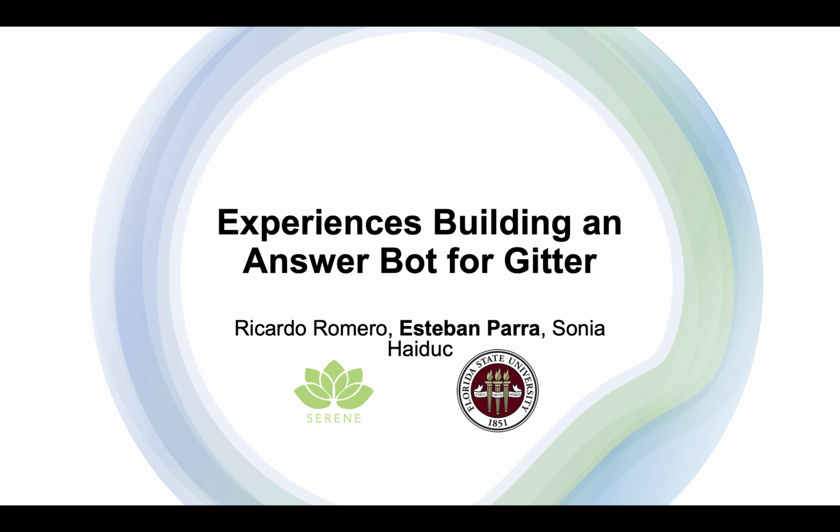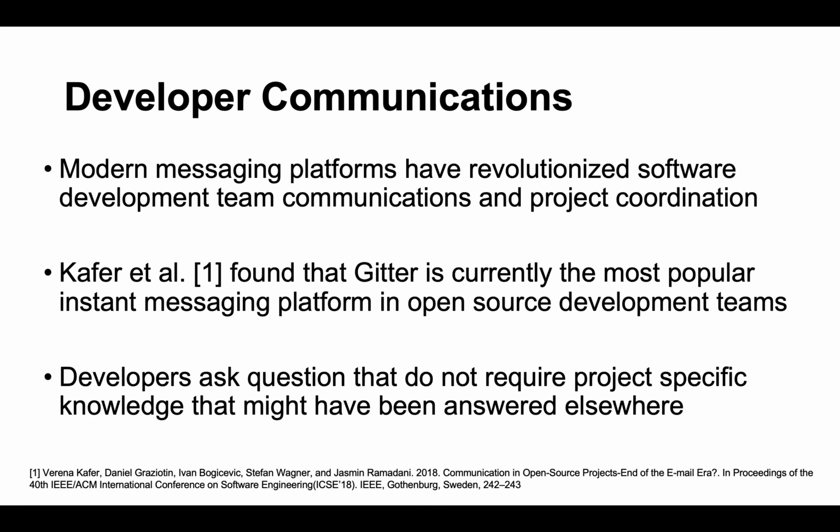Nowadays, developers have started using instant messaging platforms to communicate with each other, especially when dealing with distributed development teams. They use these platforms to communicate and coordinate their efforts during the development of the project. A recent study by Kaffer et al. found that Gitter is actually the most popular instant messaging platform in open source development.